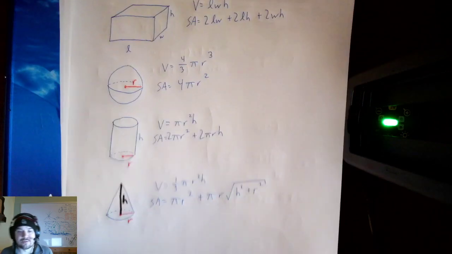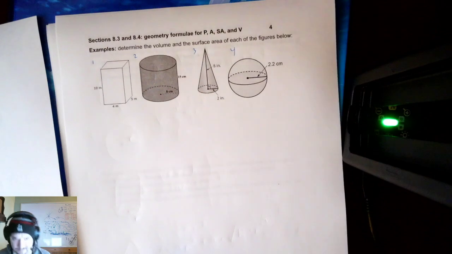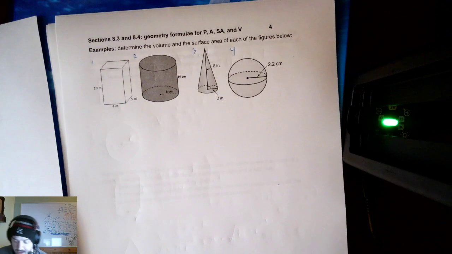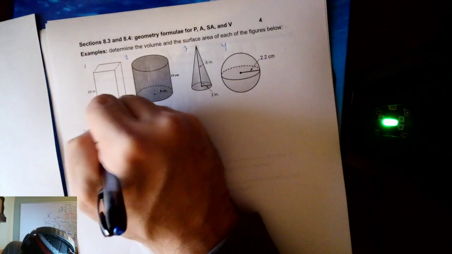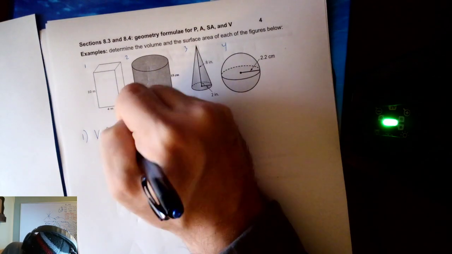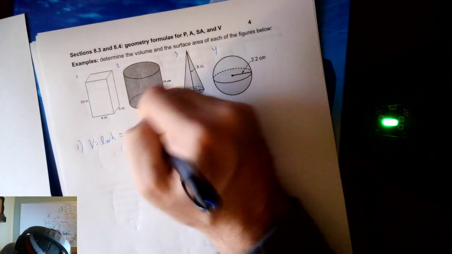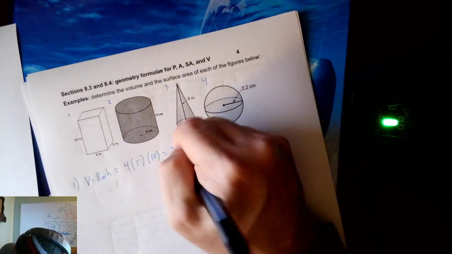So these will be useful for us to know because we're going to want to work with these four shapes here. Now I'm going to label them 1, 2, 3, and 4 so we can walk through each one. We're going to find the volume and surface area of each one. We're going to do each example. So number 1, the box. Volume is length times width times height. Well, the length is 4, the width is 5, and the height is 10. Well, 4 times 5 is 20, times 10 is 200.